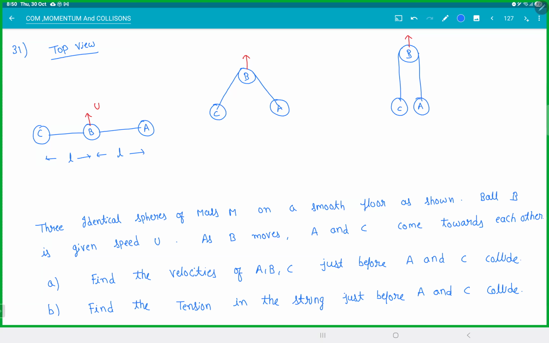And then find the remaining. Now the question is velocities of A, B, C. Why are you telling me the easiest ones? You're like that kid who goes to the pizza, eats all the toppings, and leaves the pizza.